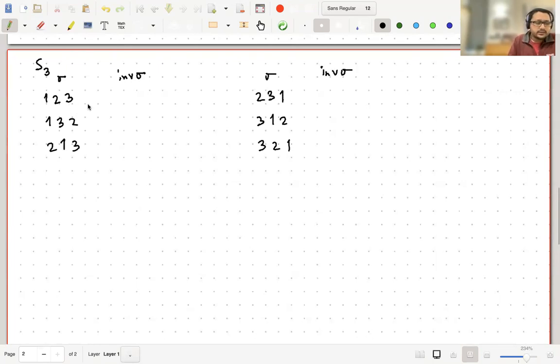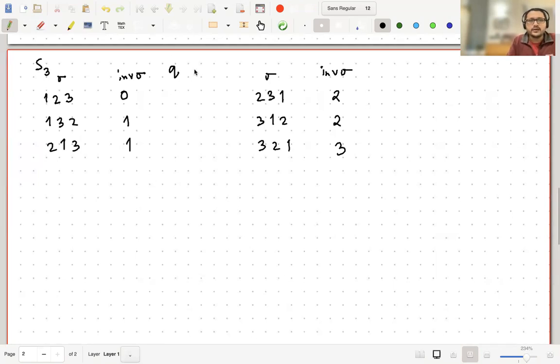Here, nothing is an inversion because 1, 2; 1, 3; 2, 3, none of these pairs is an inversion. In this case, there exists one inversion, which is 3, 2. So there is one inversion. In this case also, there is one inversion, which is 2, 1. Similarly, in this case, we have two inversions, 2, 1 and 3, 1. In this case, we have two inversions, 3, 1 and 3, 2. Again, 2. And in this case, all of the pairs are inversions: 3, 2; 3, 1 and 2, 1. So we have 3 inversions.